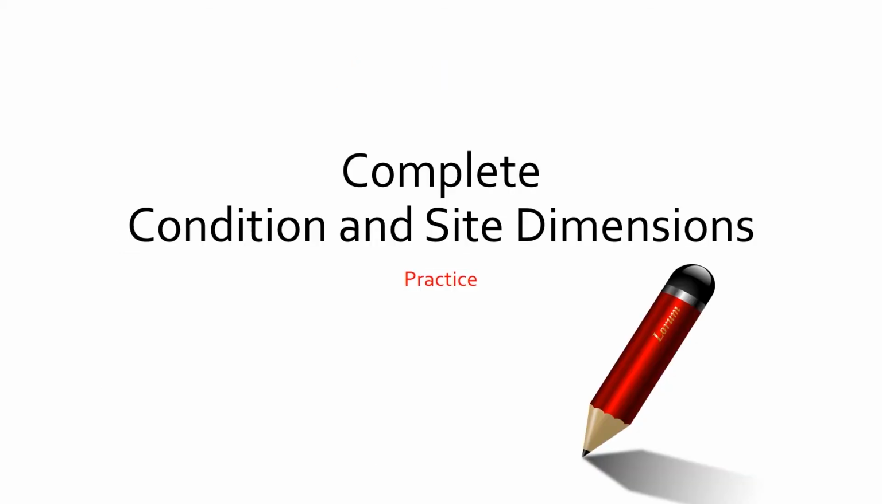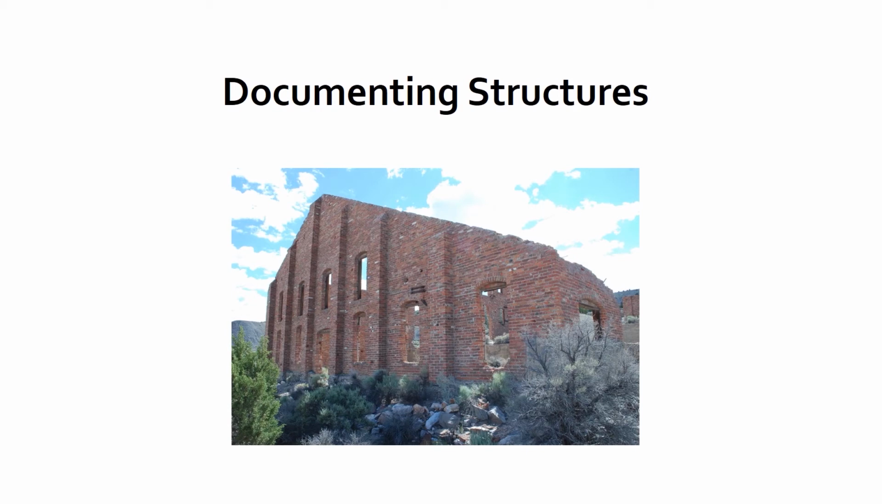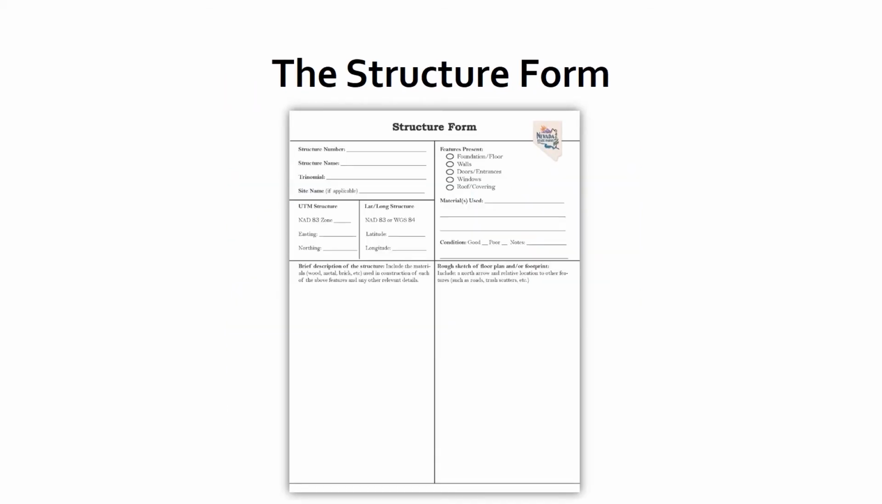All right, if we were doing a practice outside, this is when we would take time to go outside and think of what the condition is and then draw a sketch map. All right, and then we're going to continue on the baseline form and fill out those conditions and dimensions. There's one extra thing that we need to document, and that's structures. We have a separate form for documenting structures because they would take up your whole baseline form if you have multiple.